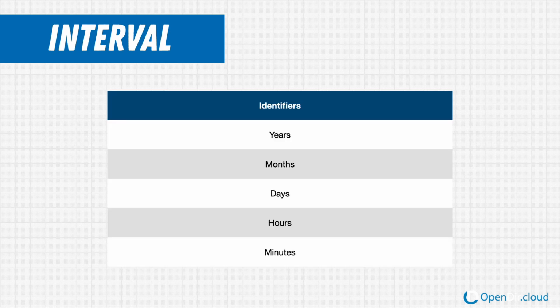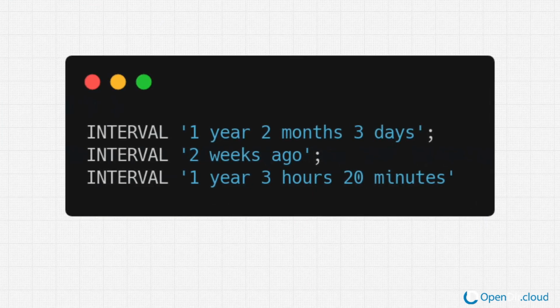And the identifiers you get are years, months, days, hours, and minutes. You can say 30 years, 30 months, 30 days, 3 hours, 20 minutes, and you can say interval of that string, and it will translate it for you when you do it minus a date. So it's an easy way to subtract and add to dates to know how far ahead or how far back you should be looking. So you could say interval of 1 year, 2 months, and 3 days, or interval of 2 weeks ago, or interval of 1 year, 3 hours, and 20 minutes.